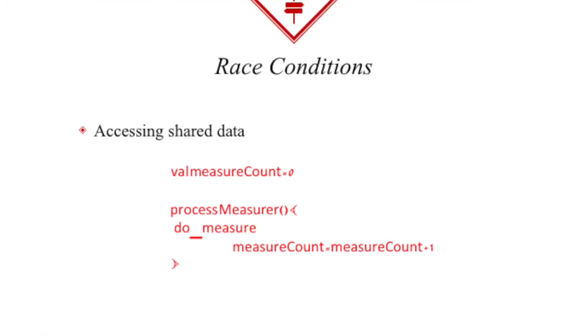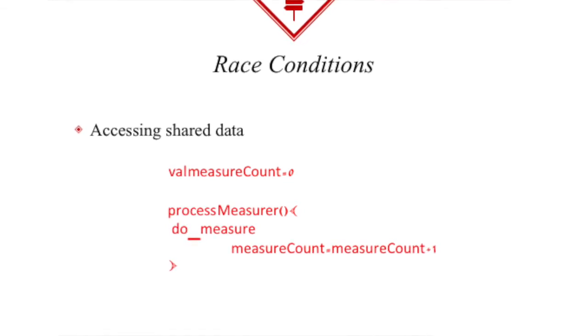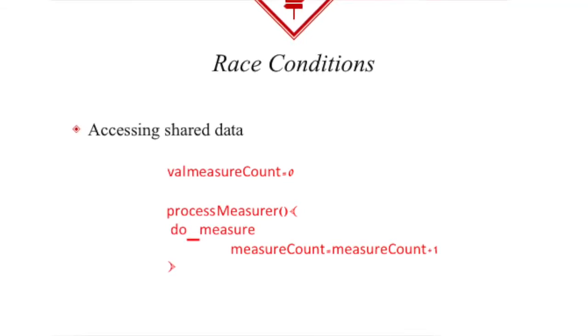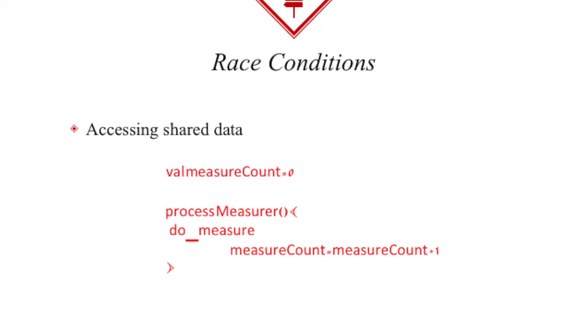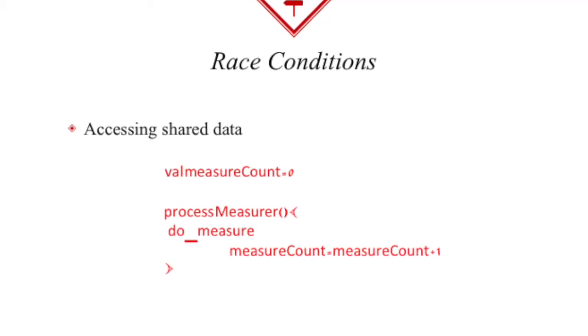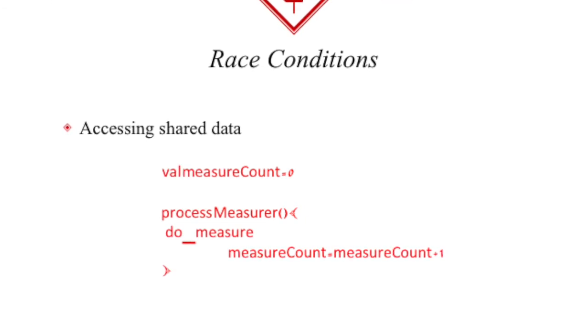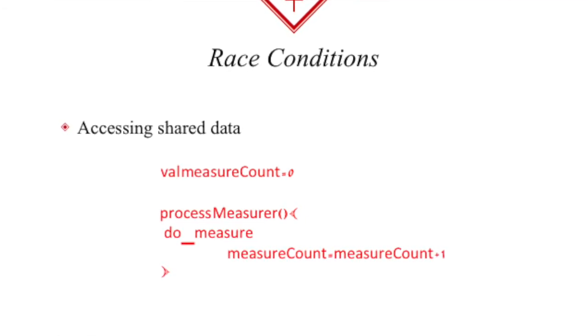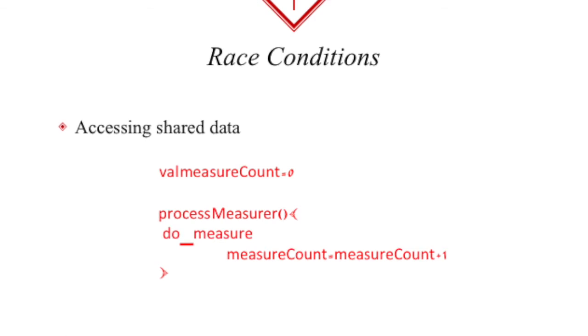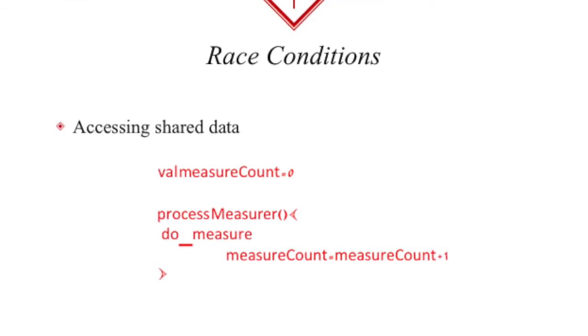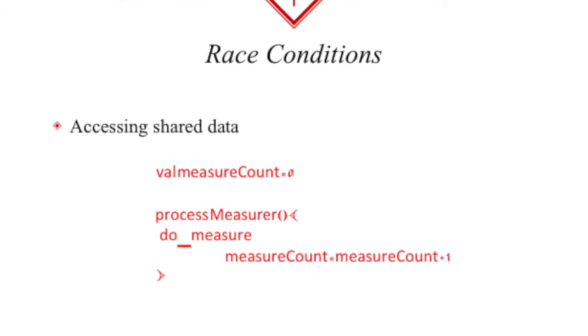A simple example here shows a method called measure, which increases the measure count, which is of type int. So in a typical program, even a method as simple as the one illustrated here, measurer, is susceptible to race conditions. For example, take a look at measurer here. It increases measure count each time it's run. So what happens if two threads or two workers run the same measure method? It will produce a race condition where the measure count will not be the same. So this can lead to unexpected results.